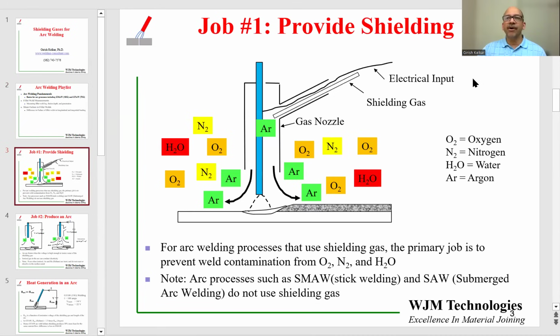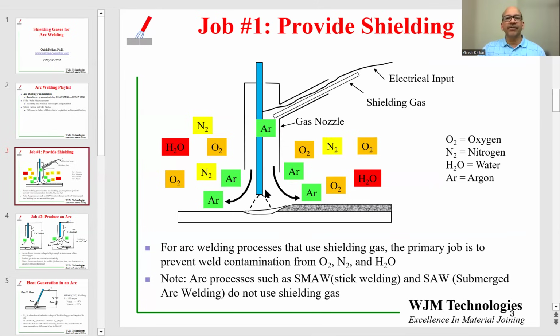The number one job of shielding gas, as the name implies, is to provide shielding. So here I'm showing you a schematic. A weld is being made. This is a welding gun. The blue rod over here is the welding electrode, and it is supplied by electrical energy as well as shielding gas, which comes out of the gun. In this case, the shielding gas is shown as argon. AR stands for argon. Argon is an inert gas, which is commonly used as a shielding gas for welding.